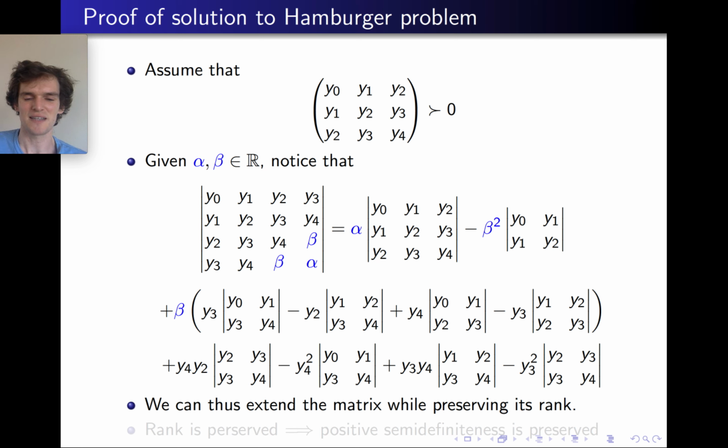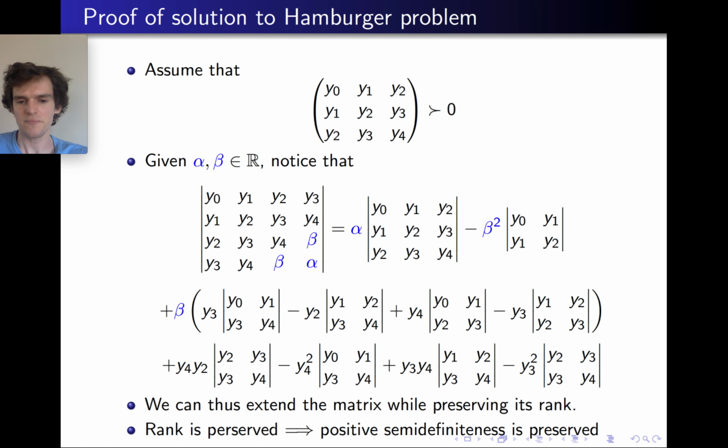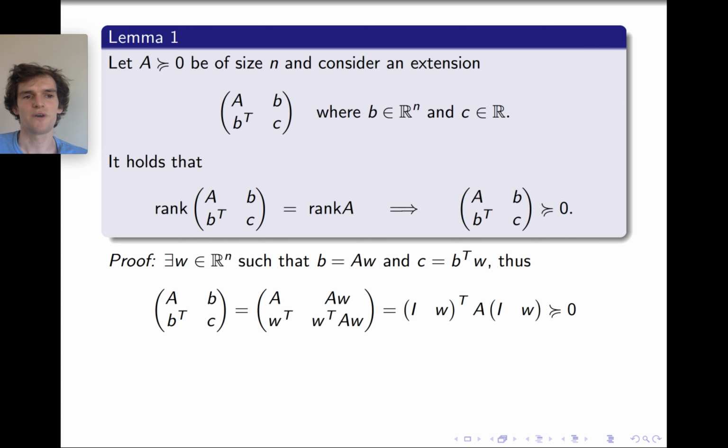And in fact, a very nice byproduct is that when the rank is preserved, we actually get positive semi-definiteness preserved for free. Okay, and so we're going to have a lemma to show that right now, because this is the only missing piece, right? We wanted this extension to preserve the rank. And so this follows directly from lemma 1.